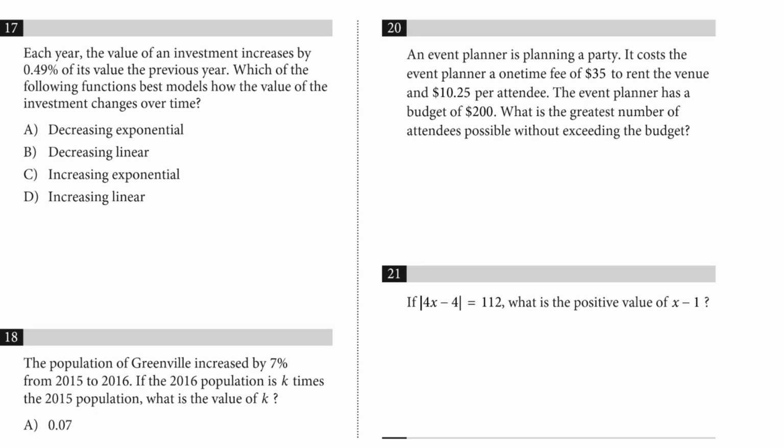Each year, the value of an investment increases by 0.49% of its value the previous year. Which of the following functions best models how the value of the investment changes over time? Whenever you have an increase or decrease based off of a percentage, this is always going to be exponential. And since the question states that the investment increases by the given percentage, this is going to be an increasing exponential equation.